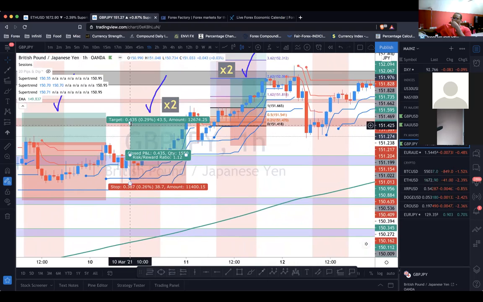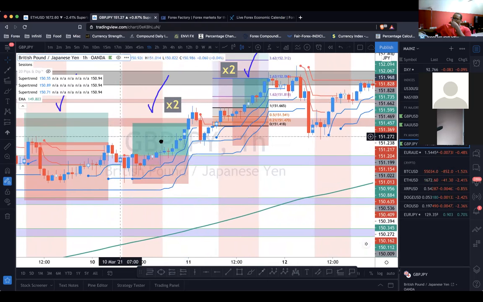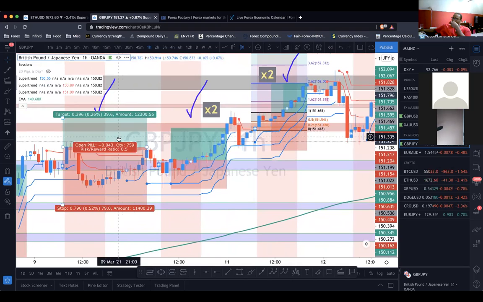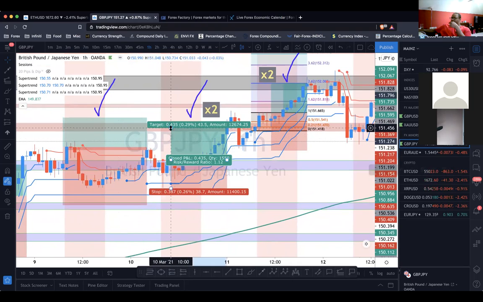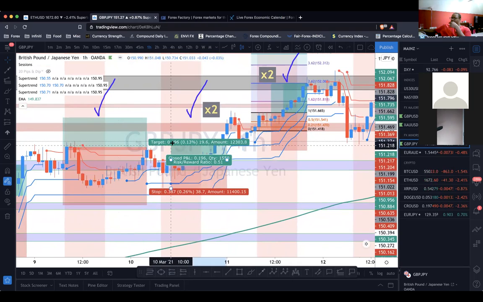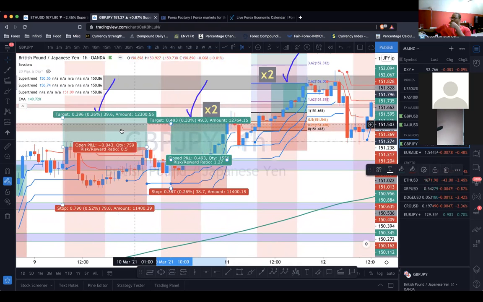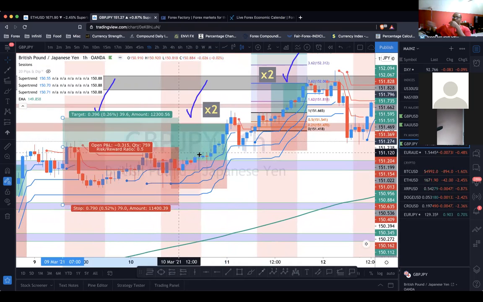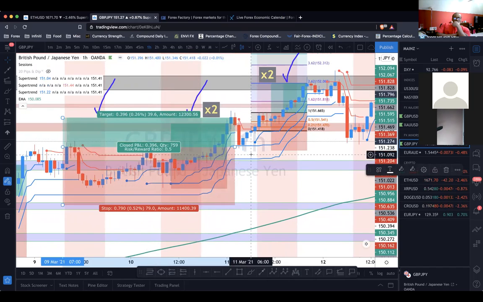On this one, I stretched my take profit further because I still had this previous one I was expecting to hit. Instead of doing the 0.5 ratio, I just matched it because I know I'm waiting for this one to hit, which they both did over here.